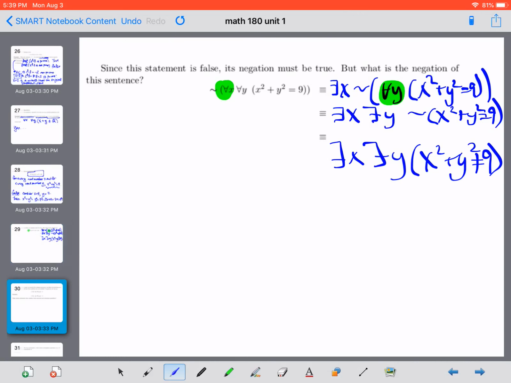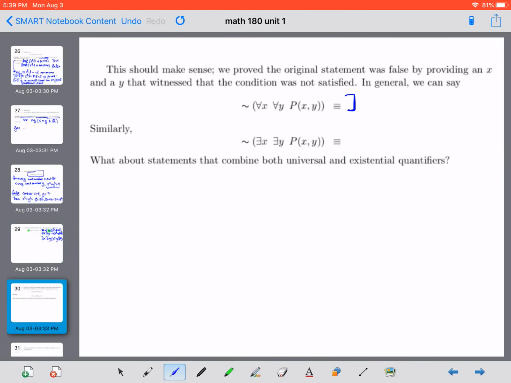Now, in general, a universal statement of the form for all x, for all y, p of xy is going to be equivalent to there exists x, there exists y, such that p of xy. Similarly, using that same reasoning, if you negated a sentence of the form there exists an x, there exists a y such that p of xy holds, you would have for all x for all y.